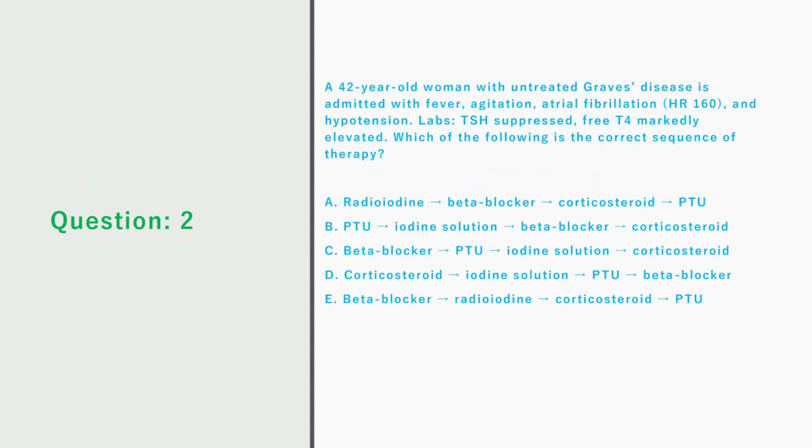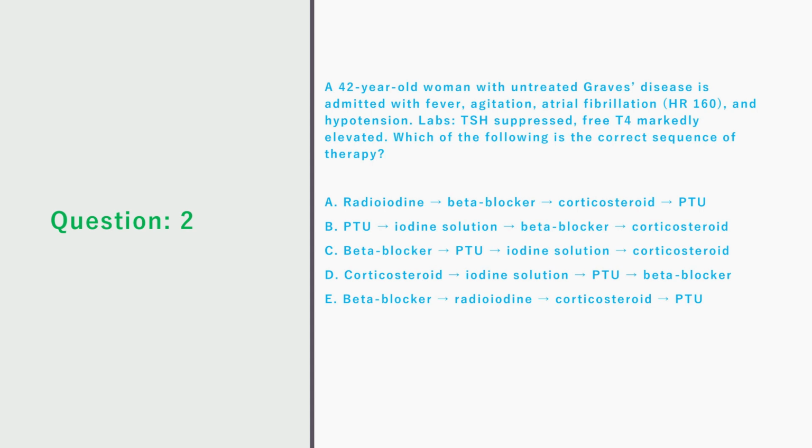Question 2. A 42-year-old woman with untreated Graves' disease is admitted with fever, agitation, atrial fibrillation, heart rate 160, and hypotension. Labs: TSH suppressed, free T4 markedly elevated. Which of the following is the correct sequence of therapy?